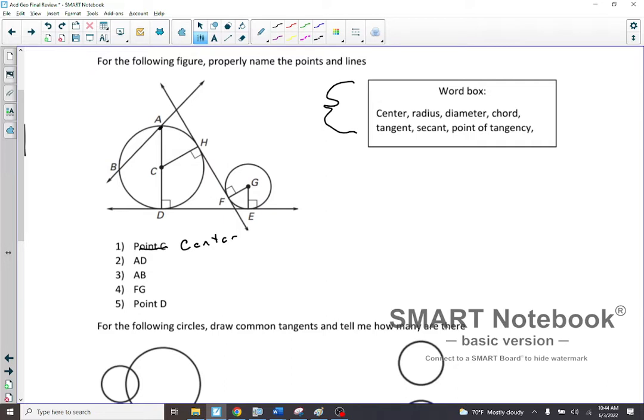AD, so A to D, that's from end to end of the circle, and that includes going through the middle. Diameter? Excellent, diameter. AB, so from A to B, it's not through the center, so it's a chord. It hits edge to edge, but it's not through the middle. FG is radius, from middle to edge, so radius. Now point D is the tip of a circle, so point of tangency. Excellent job, Valerie. Point of tangency.